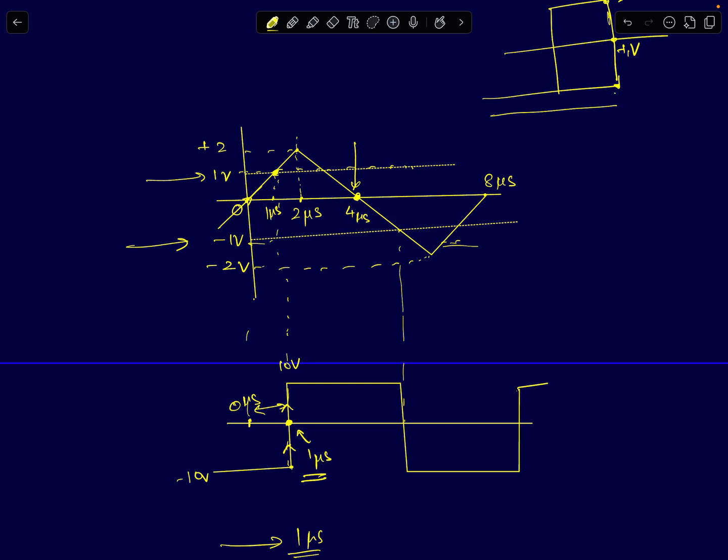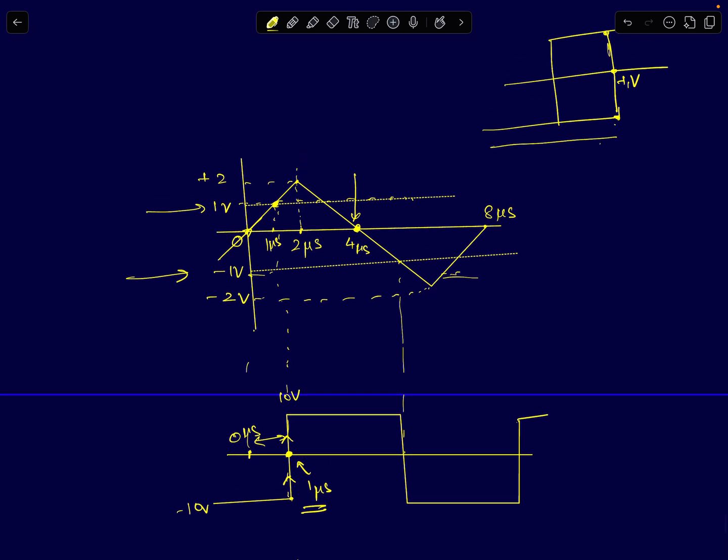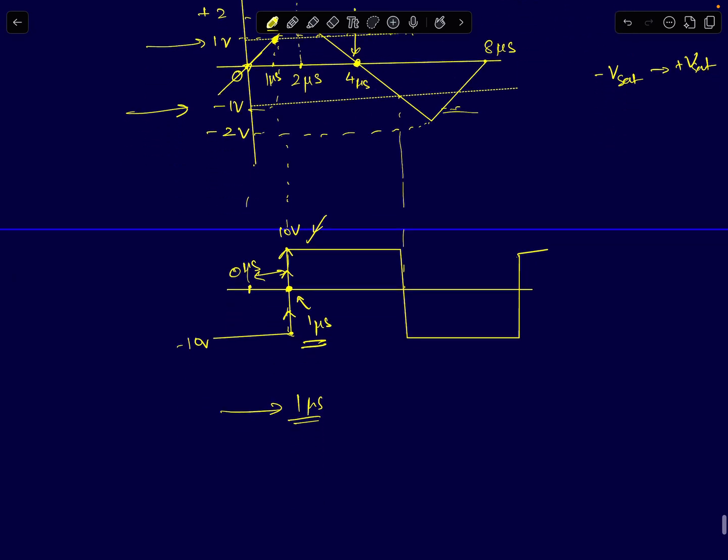You can just draw the steady state waveform by looking at the transfer characteristics. Just look at the point where your output crosses plus 1 volt. At that point, for a non-inverting Schmitt trigger, your output will go from minus Vsat to plus Vsat. It will directly go from minus 10 volts to plus 10 volts. Vsat is 10 volts here. The time at which the output sees a rising edge is the time at which your input waveform crosses the threshold voltage, and that happens to be 1 microsecond.